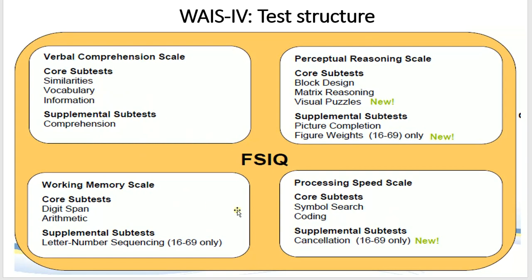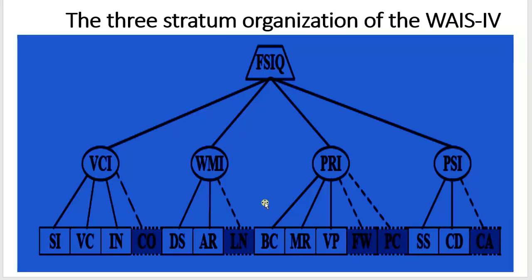So this is the structure, and to make it easier, I will again present it in a three stratum form. And here you can see that the dotted ones are the optional subtests. So the verbal comprehension scale, I have used index, is based on these three tests: similarities, vocabulary, and information. So this is again the repetition. I will not stay long here.